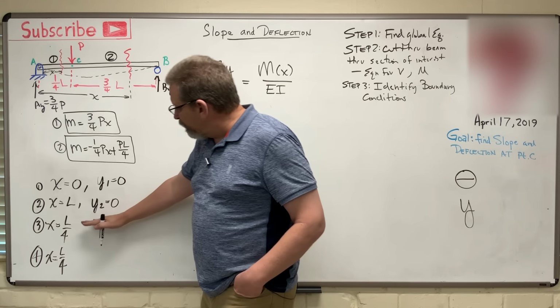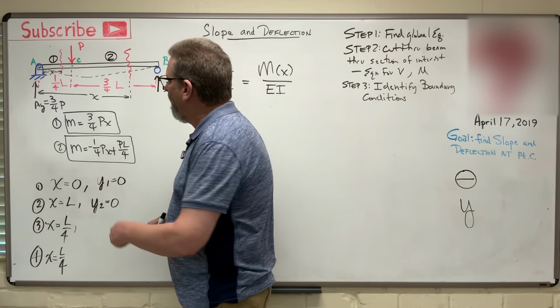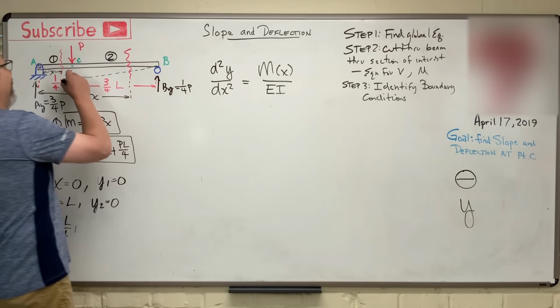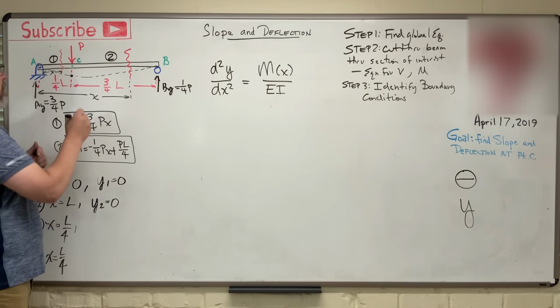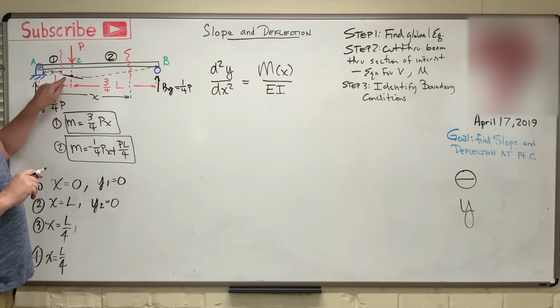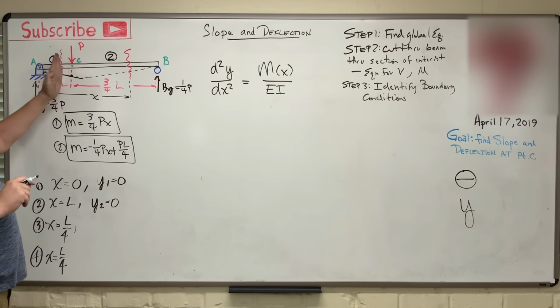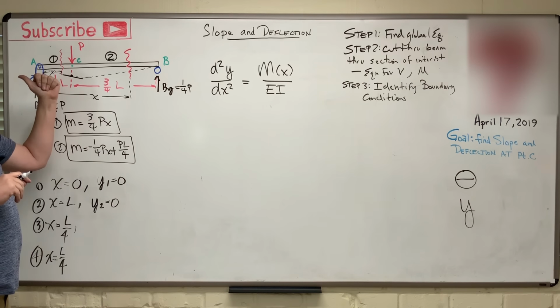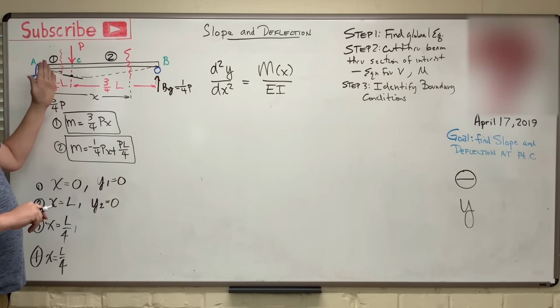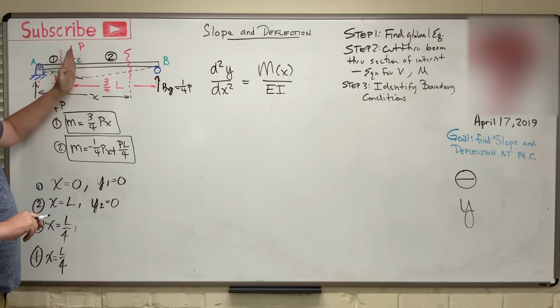So let's do slope first. What do we know about the slope when x equals L over 4? At this point, let's put a dot right there. Here's the slope. What do we know about the slope for section 1? You're one molecule on that side of the point C, in section 1. Would you agree that the slope is the same as one molecule on that side of point C?